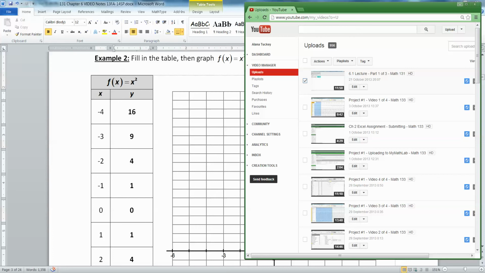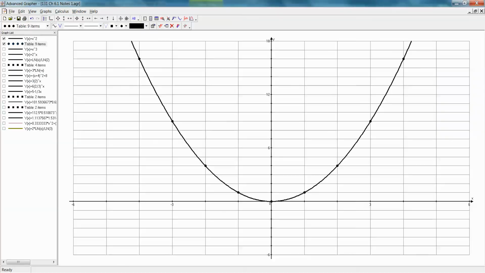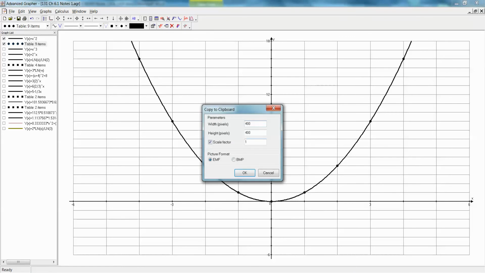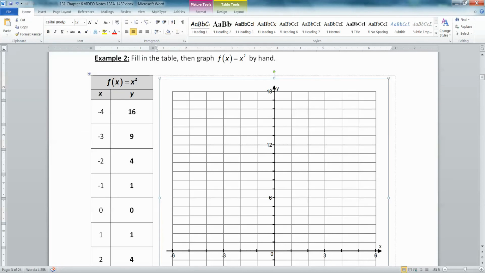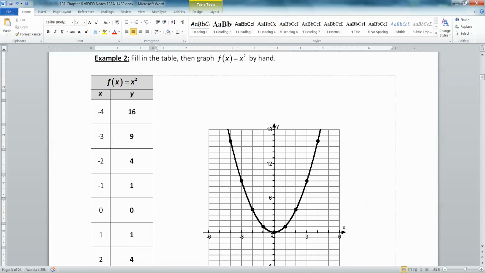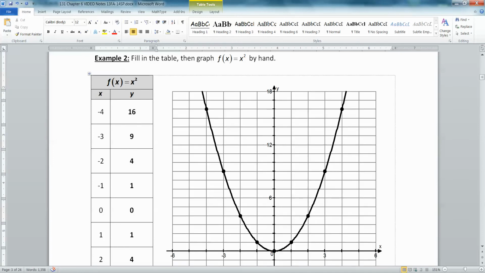Oops, not there. I actually have the function, and it's right here. Oops, hold on a second. There we go. Something like that.